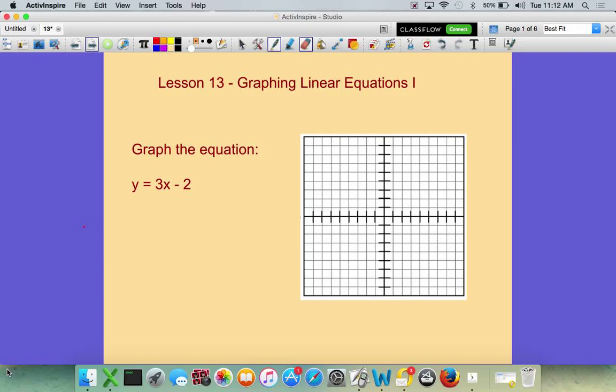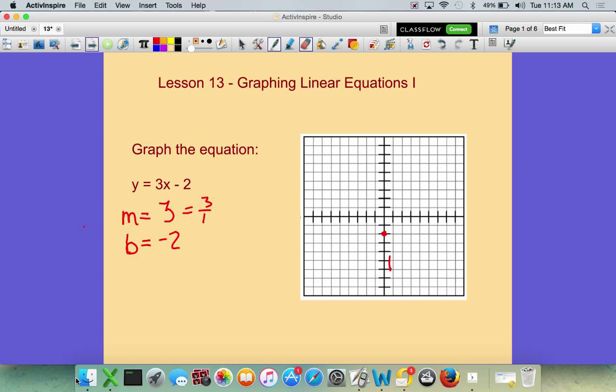Y equals 3x minus 2. A lot of you are thinking, all right, that's already in slope-intercept form. So then my slope is the number out in front of x, which is 3. My y-intercept is whatever's after that, minus 2. How we use those is, we use both of the numbers. The first number we use is the y-intercept. That's where it crosses our y-axis, which is at negative 2 here. And then our slope is 3, or this is the same as 3 over 1.